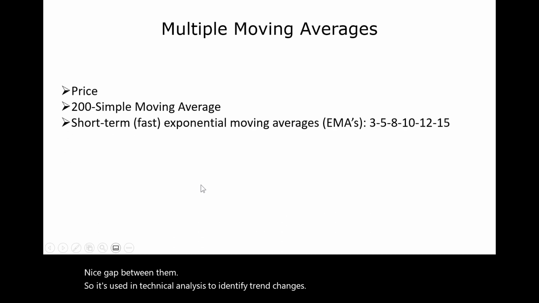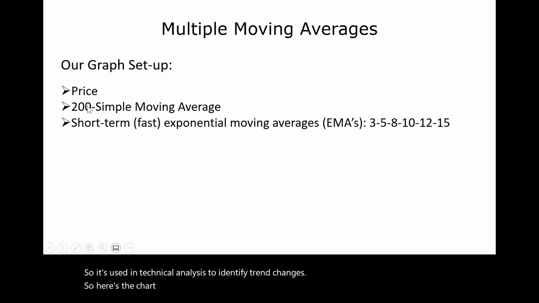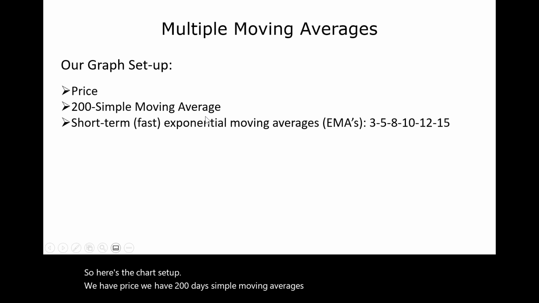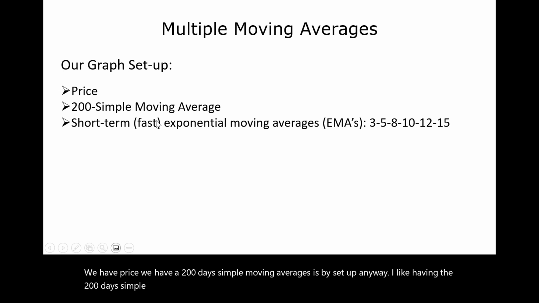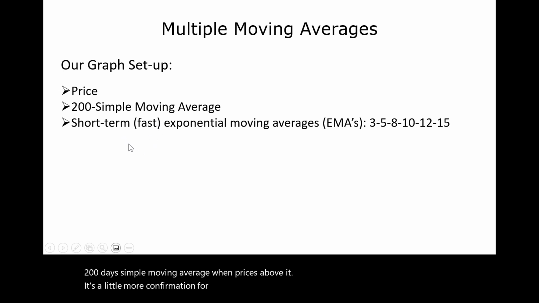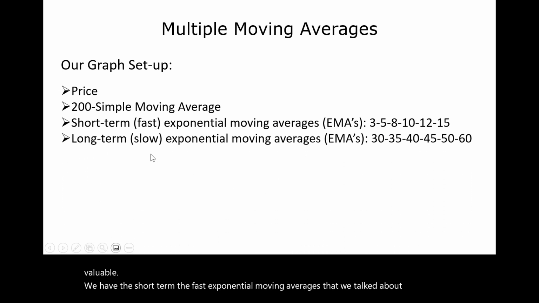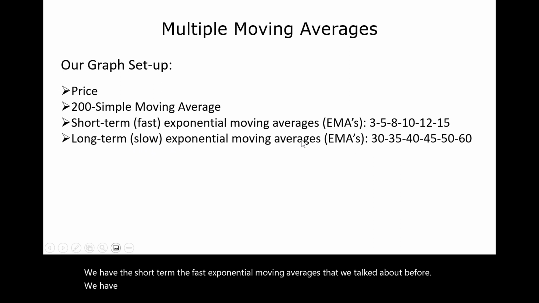So here's the chart setup. We have price, we have a 200-day simple moving average. This is my setup anyway. I like having the 200-day simple moving average when price is above it. That's a little more confirmation for going long, and it's used by the institutions, so I find it very valuable. We have the short term, the fast exponential moving averages that we talked about before. We have the slow exponential moving averages for the long-term investor.